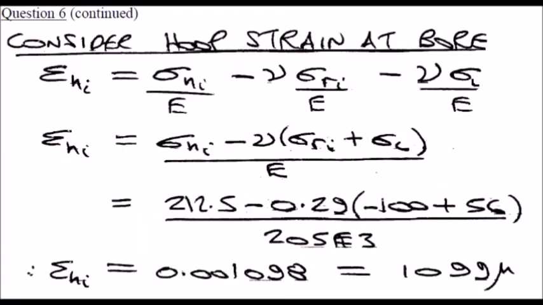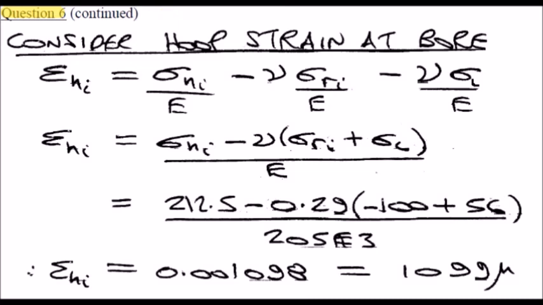So, question 6 solution continued. We were asked to find the change in thickness. To do that, we need to calculate the hoop strain at the bore, from which we can find the new diameter of the bore. Then we'll find the hoop strain at the outside surface, from which we'll find the diameter at the outside surface, and from that we can find the change in thickness.